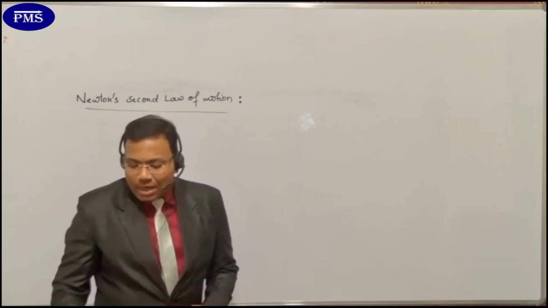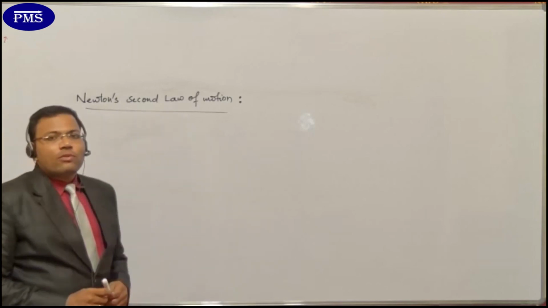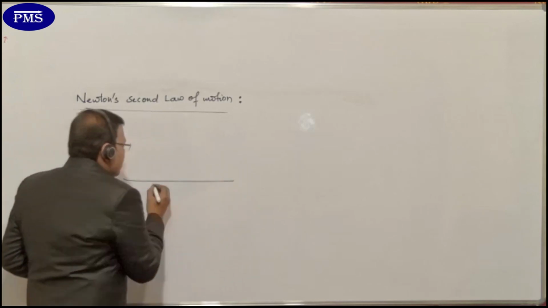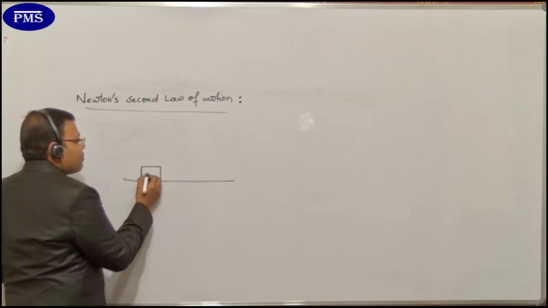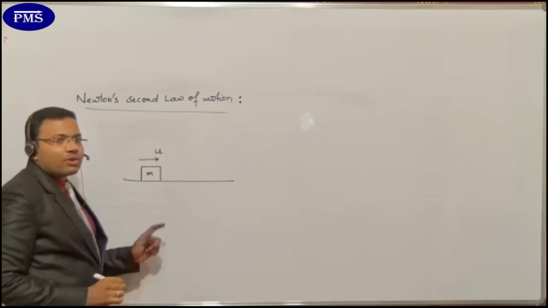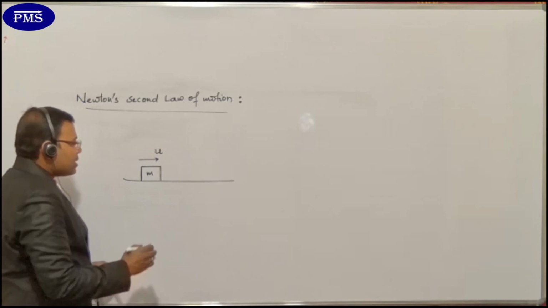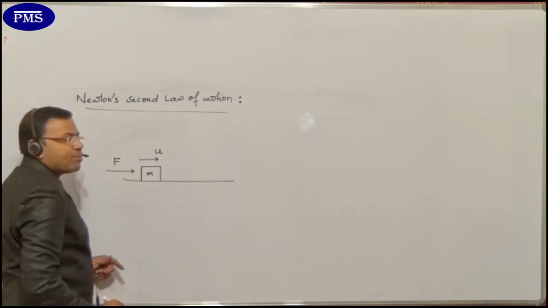Now we take that concept and let us see an example before going to the statement of Newton's second law. Students, just pay attention. Suppose a body is there, and this body is of mass m. Initially, this body is moving with initial velocity u. Now, some force acts on this body.